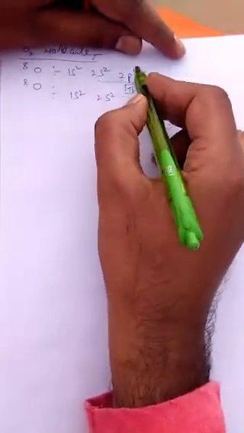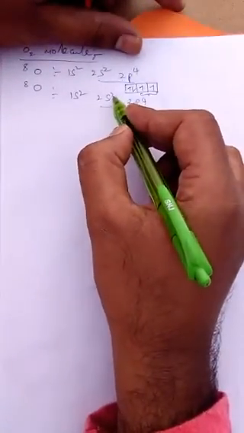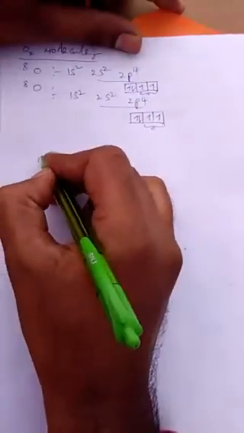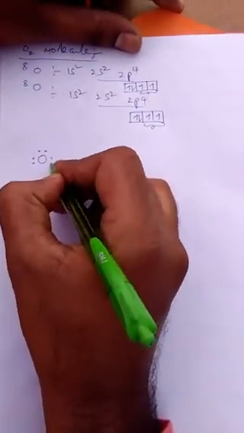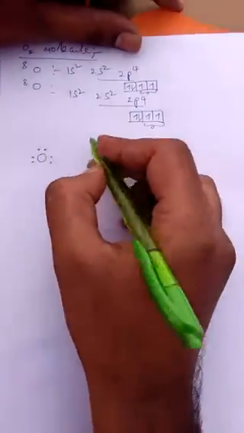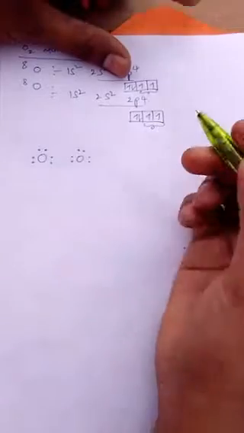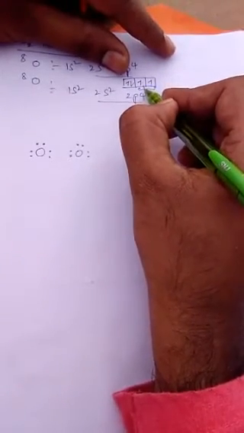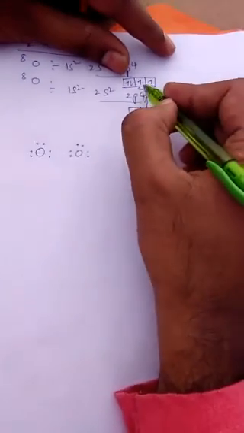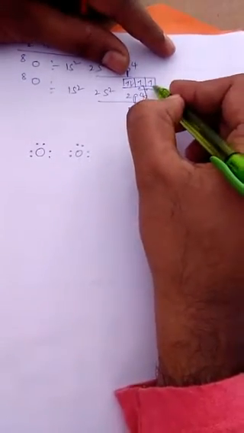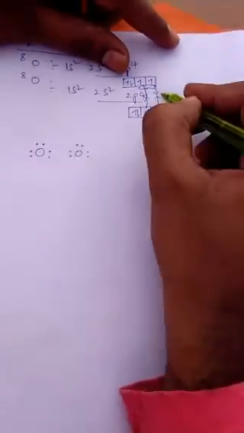Then valence electrons are 2 plus 4, 6 only. For the second oxygen also, valence electrons are 2 plus 4, 6 only. So we keep the total valence electrons, 1 2 3 4 5 6, as a pair. Next, the second oxygen 1 2 3 4 5 6. So the first oxygen gives 1 electron, the second oxygen gives 1 electron to get a doublet. Next the first oxygen gives another electron, the second oxygen gives 1 more electron to get a doublet.